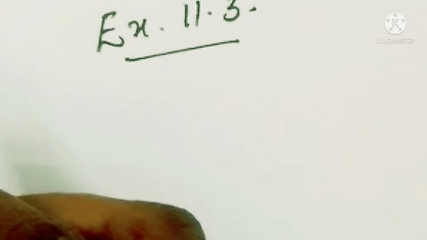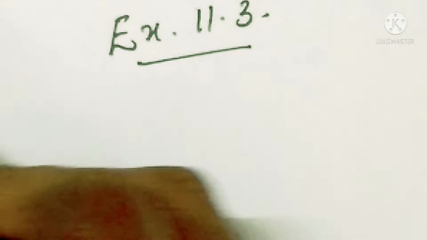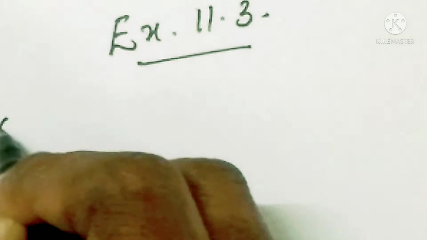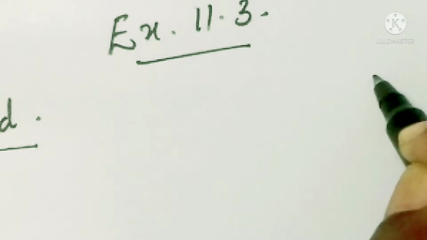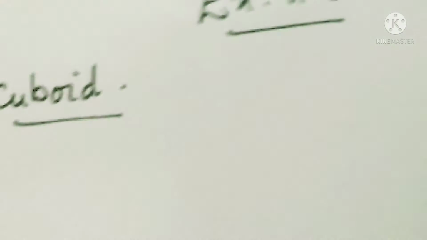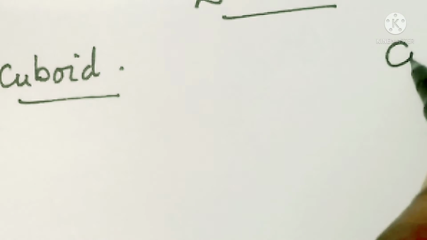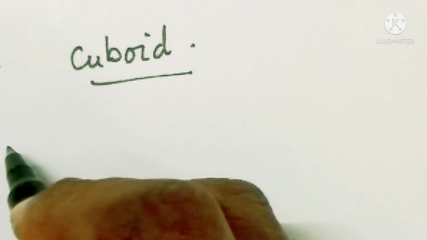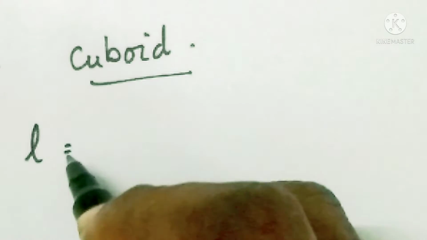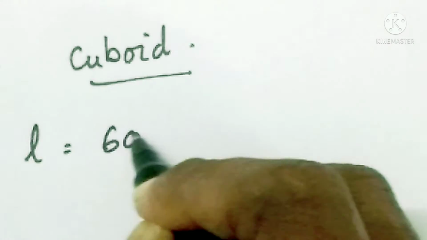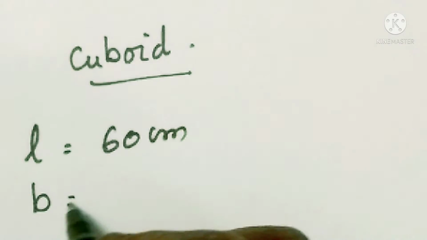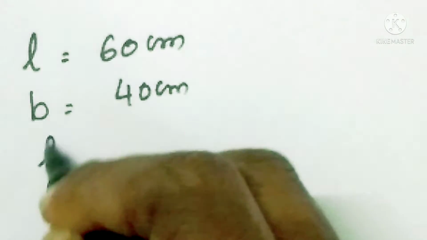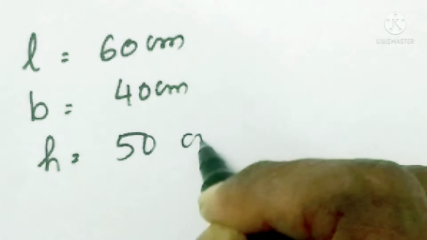Now what all information is given? Let us write that first. So we will take it as two different cases. First one is a cuboid, and then a cube. Separately we will find out the total surface area. So first we will find out for the cuboid. What is the length given? Length is 60 centimeter. Breadth is 40 centimeter. And height is 50 centimeter.